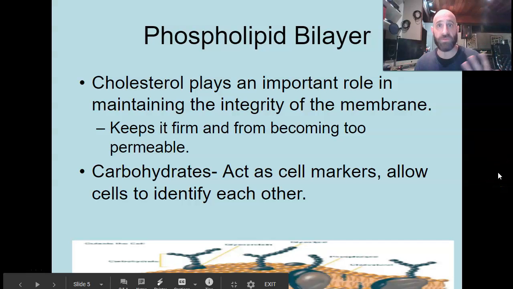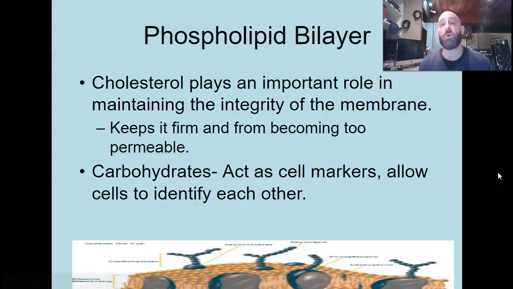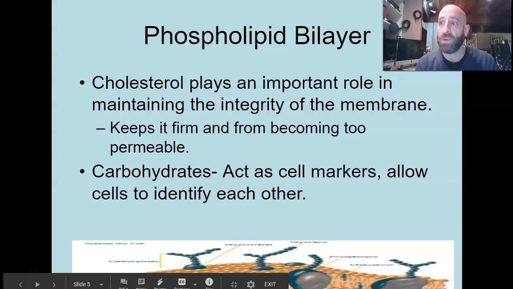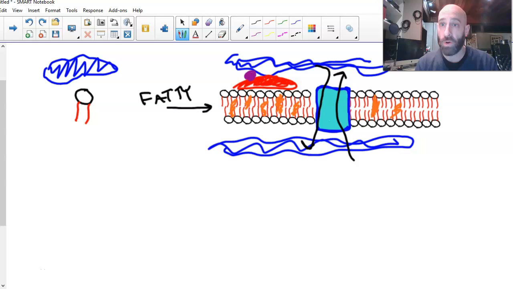A really good way to think of it is if you've ever seen a blind person before and they're trying to identify a person and what they look like, a lot of times they'll feel their face, right? They'll take their hand and they'll feel the person's face, and then they'll construct an image in their head of what the person looks like. Well, that's essentially what cells do. They bump into each other, and the carbohydrates on the outside of the cell is what they use to identify each other.